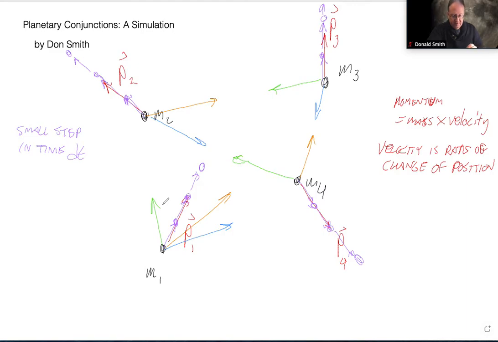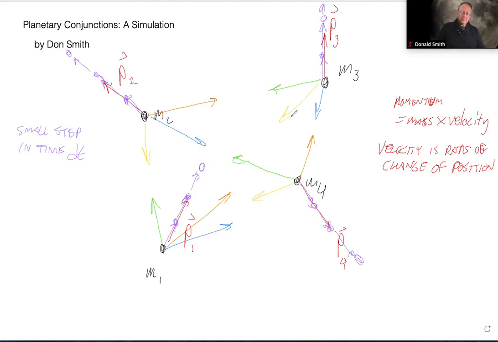And then I think I have one more. Which ones have I done so far? M2 is pulling, M3 is pulling. I haven't done M1 yet. So I need one more color that I haven't done yet. Yellow, hard to see, but M1 is going to pull that way, and that way, and that way.